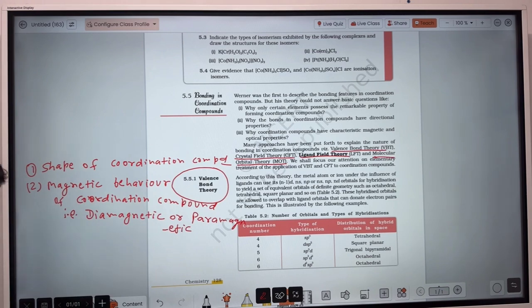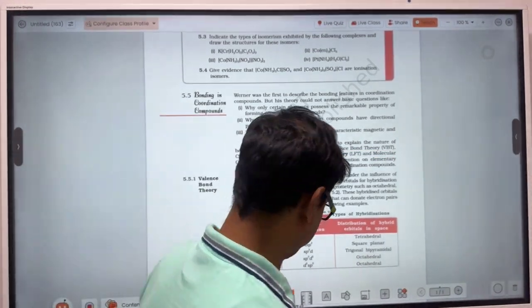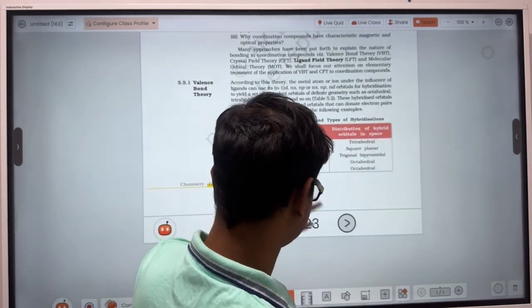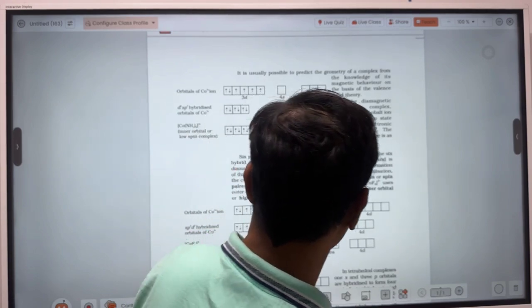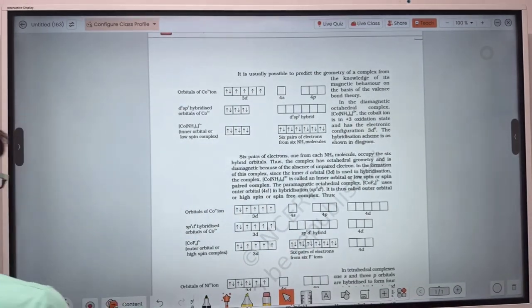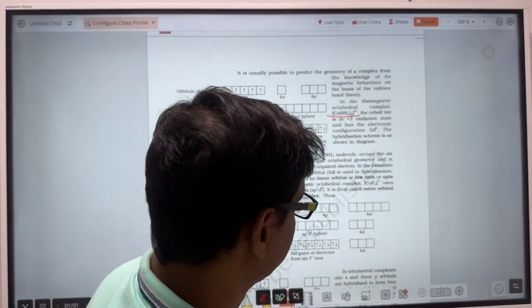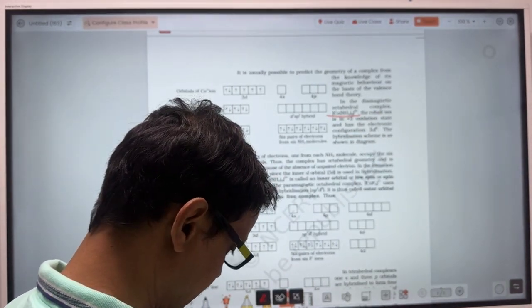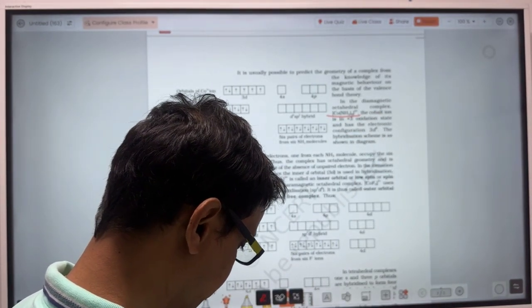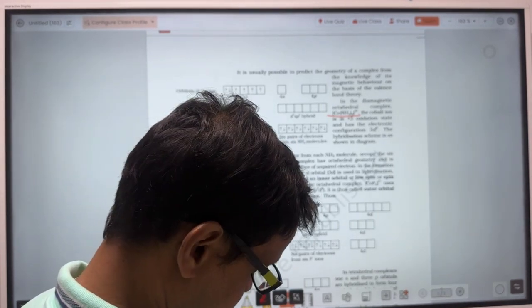Okay, now let's see some compounds in coordination compounds. Firstly, we will discuss the bonding in [Co(NH3)6]3+. We will have to discuss the bonding in the compound [Co(NH3)6]3+.